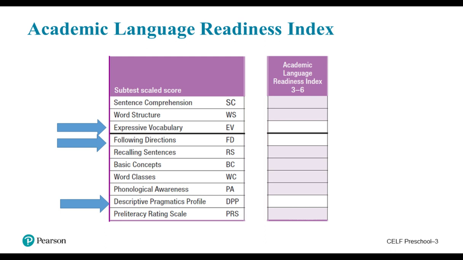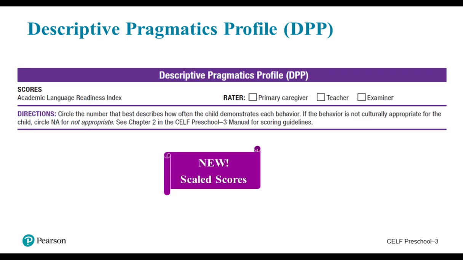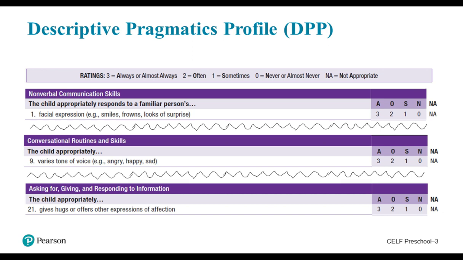This score is not intended to assign a diagnostic category, but it can be used to help make recommendations for the classroom setting and help multidisciplinary teams design appropriate instruction. The Descriptive Pragmatics profile now provides scale scores. It's also available on extra forms in a tear-off pad if you want information from multiple respondents, such as the child's primary caregiver or a teacher. And again, it contributes to the Academic Language Readiness Index score.